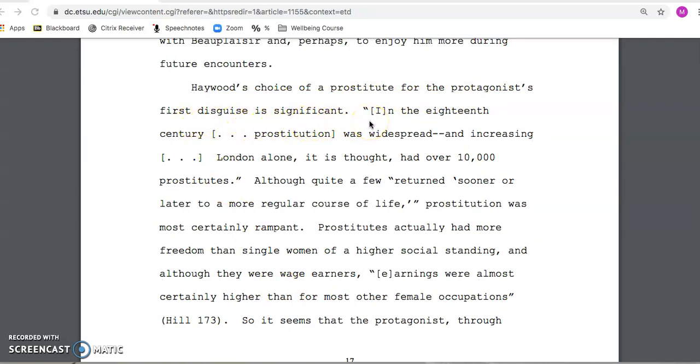So now the quote begins here. In the 18th century, prostitution was widespread and increasing. London alone, it is thought, had over 10,000 prostitutes. Although quite a few returned sooner or later to a more regular course of life, prostitution was most certainly rampant. Prostitutes actually had more freedom than single women of a higher social standing, and although they were wage earners, earnings were almost certainly higher than for most other female occupations.